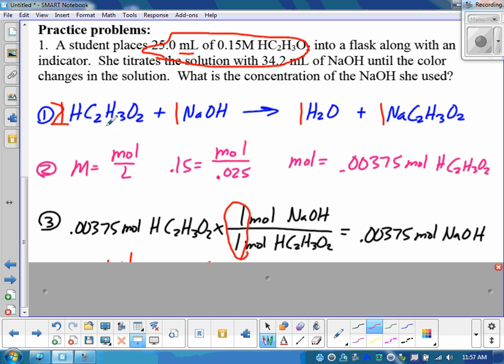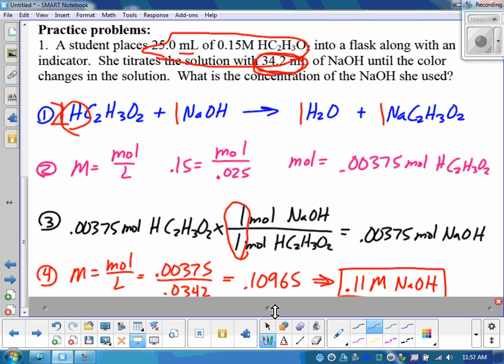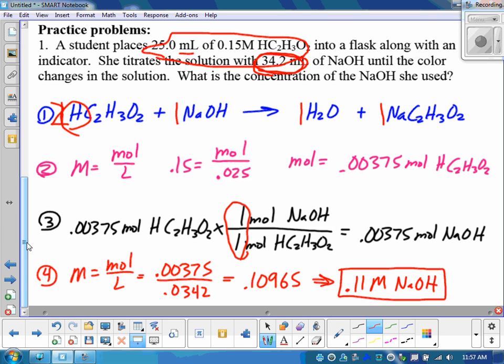Well, if I know how much base I put in there, and I know the amount of moles of that base it took to neutralize all these hydrogen ions I put in, then I can use my molarity equation again and figure out exactly what was the concentration of my base. Right, so I put in 34.2 milliliters of 0.11 molar NaOH to neutralize my acid. So I was able to figure out how strong, or the concentration, of my base.